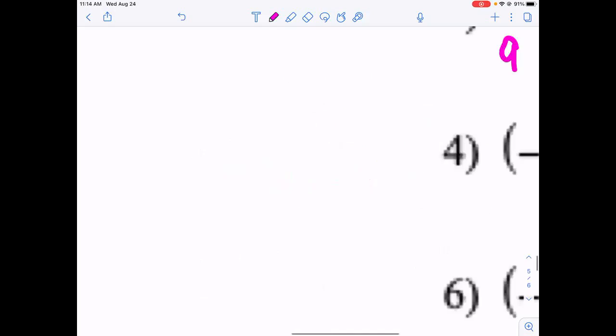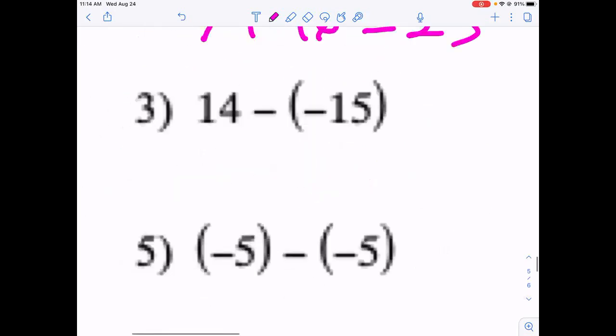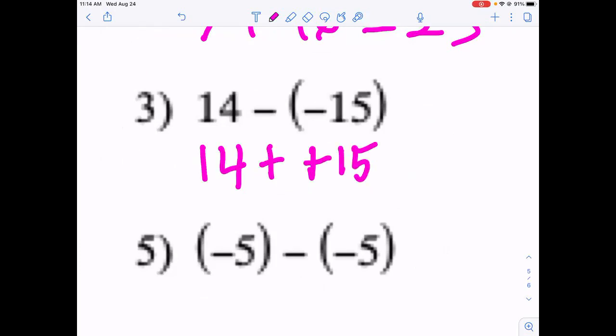All right, let's transition to number 3. Who feels confident about number 3? Over on this table. Keep, change. That's a nice one. We have 14 plus a positive 15 for an answer of 29. Does anybody disagree? No. Okay.